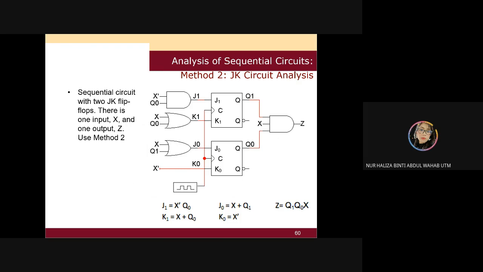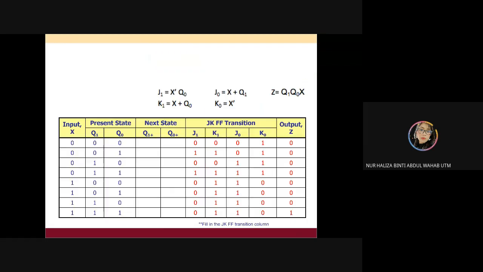If you still remember about the JK tables, you need to remember and apply them later on here. Now you can see our J1 is connected to X prime Q0 directly, it is already given. K1 is also here, J0 is also here, and K0 is here, and the Z, of course, you can see it's directly connected. So this is the first step.